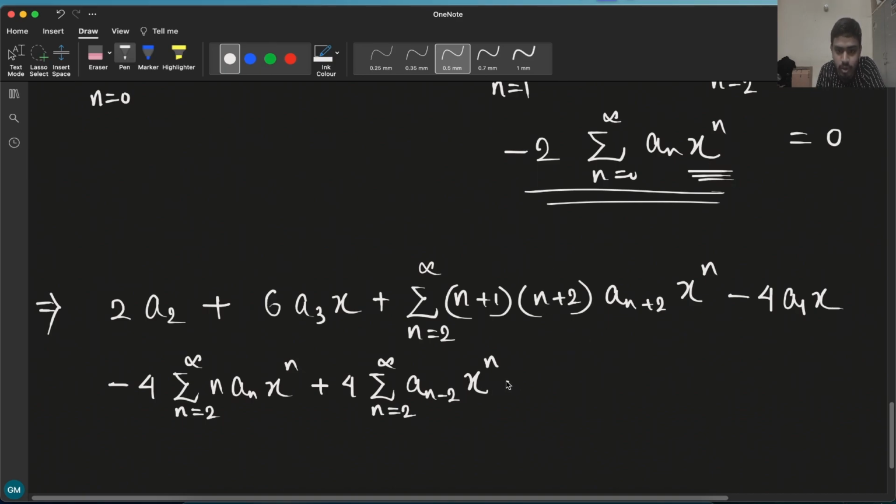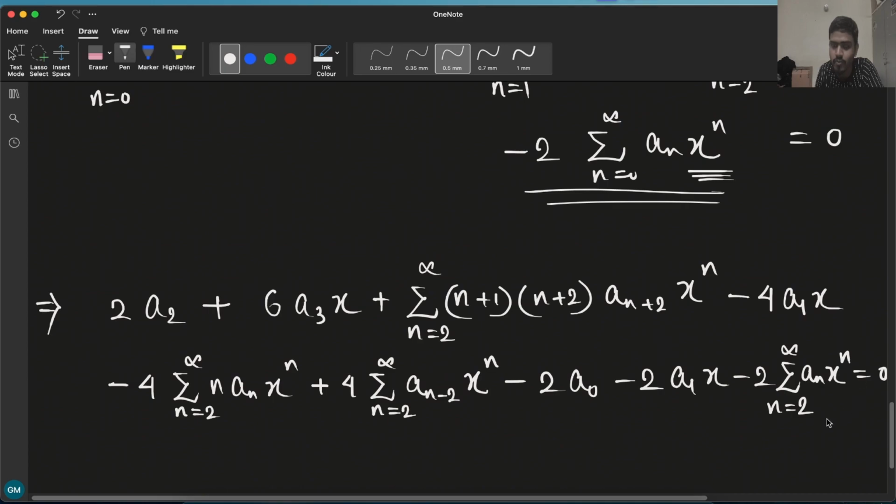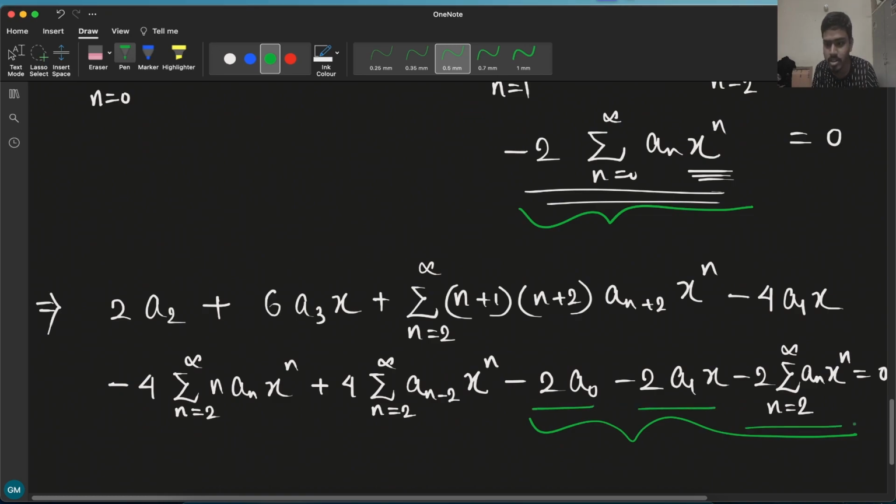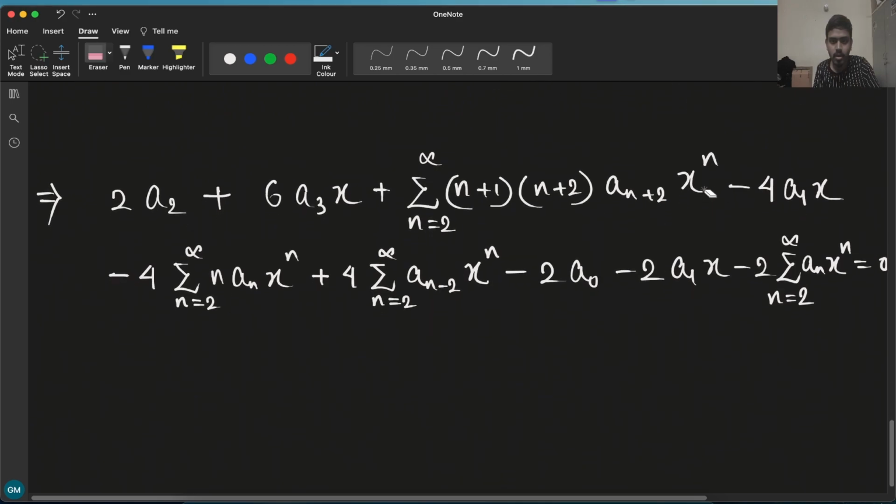So in that case, similarly, we write the 0th term, which is minus 2 a0, the first term, which is minus 2 a1 x, and then the summation, which is minus 2 sum over n equals 2 to infinity a n x to the power n equals 0. Fine. So this whole series, which was initially starting from n equals 0, now looks like this. This is the 0th term, this is the first term, and the rest of the terms are written here. Good.